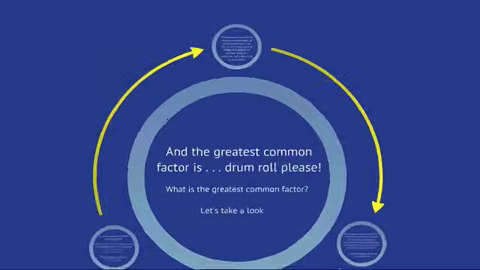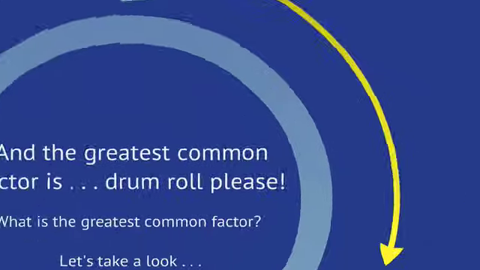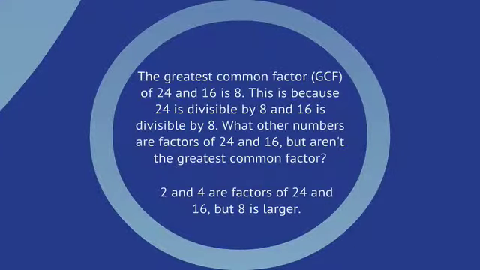Let's take a look. The greatest common factor of two or more integers, of which at least one is not zero, is the largest positive integer that divides the numbers without a remainder. Let's take a look at an example. The greatest common factor of 24 and 16 is 8. This is because 24 is divisible by 8 and 16 is divisible by 8. That's what a factor is.